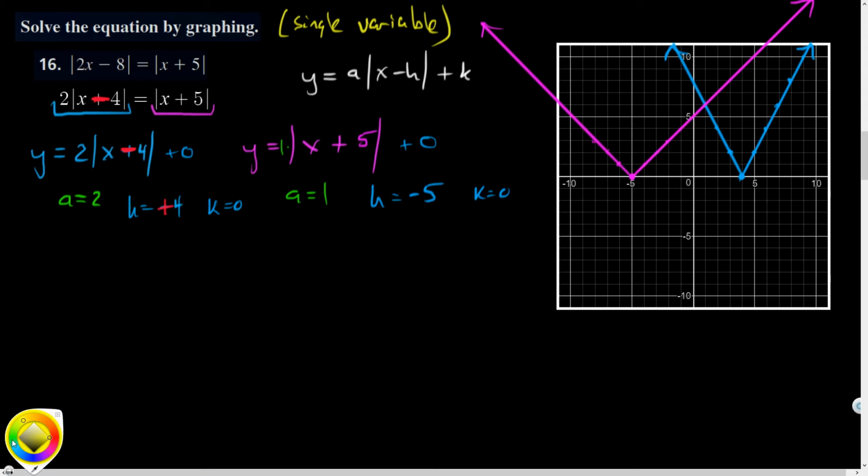So my solution ends up being where the graphs intersect. So that's the point 1, 6. But remember, the original problem here only had x's in it. So I actually don't care about this y value. So I'm going to say x equals 1 is one of my solutions. And tell you what, let me open up a quick Desmos.